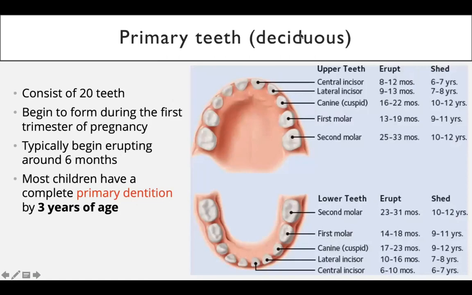So primary teeth, we go to the primary teeth. On the right side, we have primary teeth, usually 10. How to remember? Deci, deca, 10, dual, because upper teeth are 10 and lower set of teeth are 10. So deciduous, 20 teeth. Consists of 20 teeth.